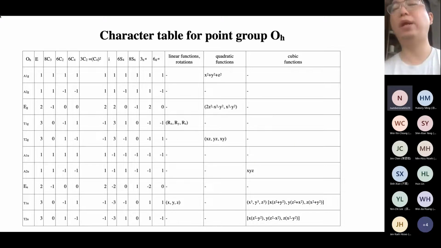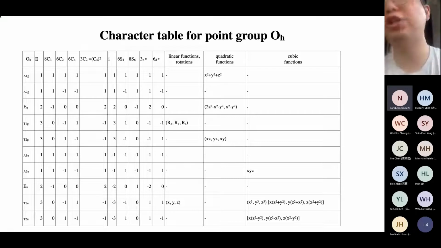Now, in general, we have three-dimensional lattices. One of the more common groups that we find is the octahedral group, OH. The takeaway point from here is that if you look at the A1G row, we have x squared plus y squared plus z squared. That's S wave. And then EG means 2z squared minus x squared minus y squared, and x squared minus y squared.